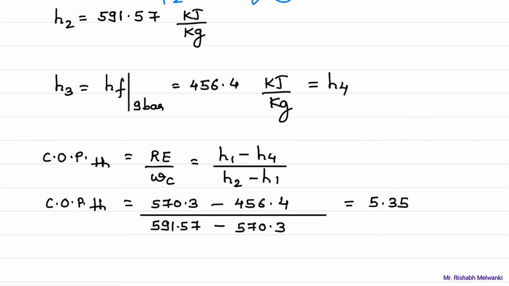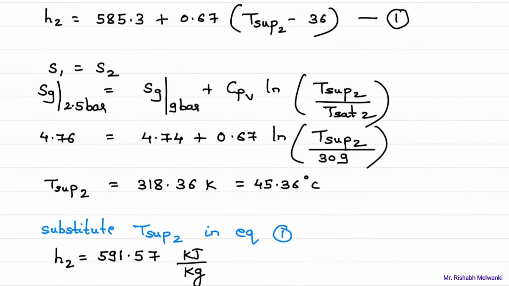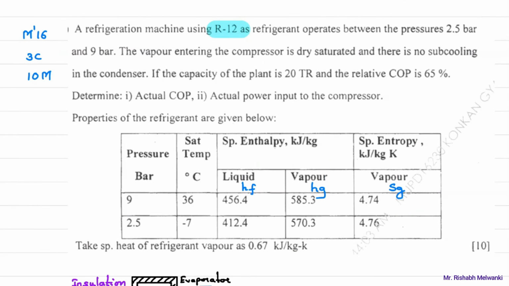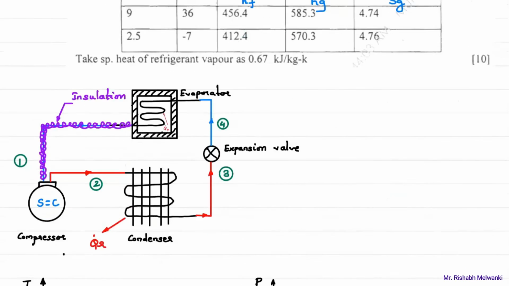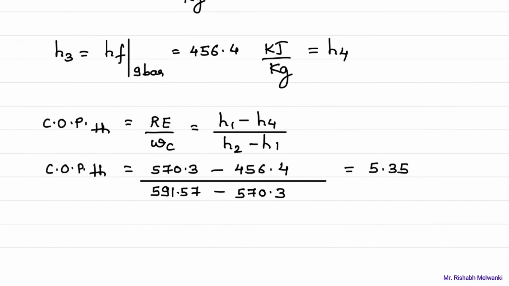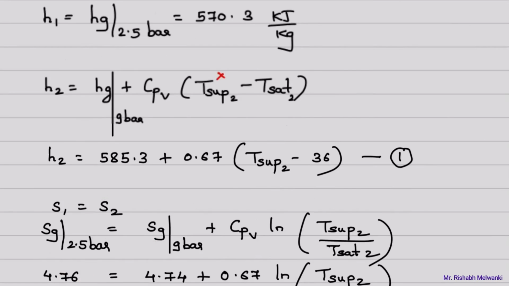But what is asked in the question, that we have to see now. What is the first question? We have to find actual COP. So I'll write down the heading, calculation of actual COP. Okay, so the first question is actual COP. How to find actual COP? We have to use the equation of relative COP.